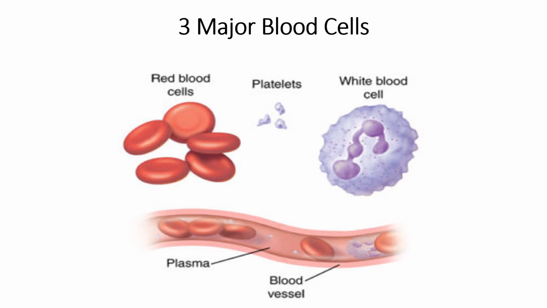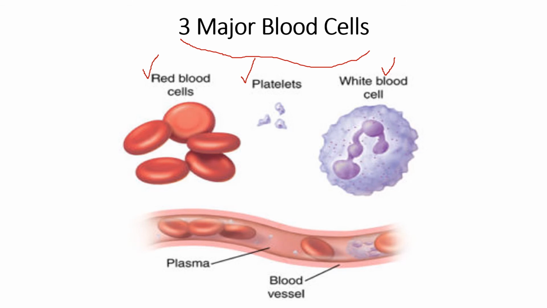So here we are, the three major blood cells. We have the red blood cells, which we also call erythrocytes. You have the platelets, which we call thrombocytes. And we have the white blood cells, which you call leukocytes. I would try to write them out, but if I try to write with this, it'll look like hieroglyphics. In some future slides, I have it typed out and you'll be able to see it.